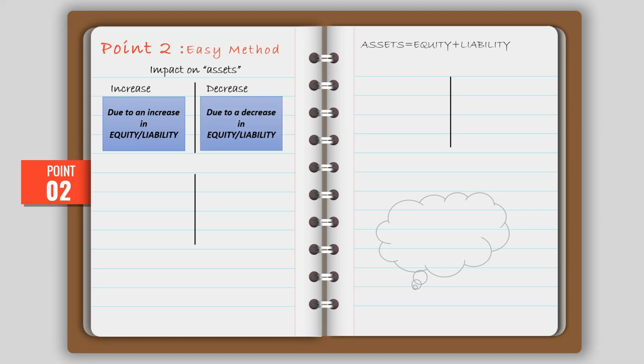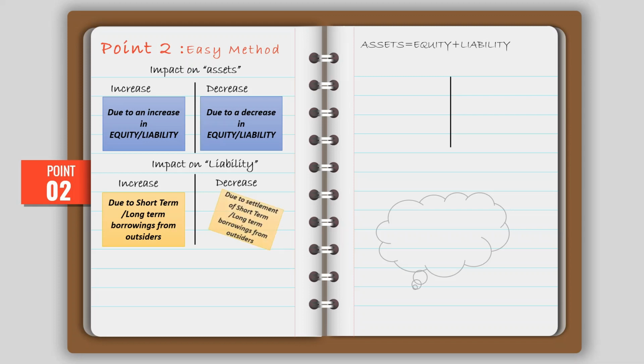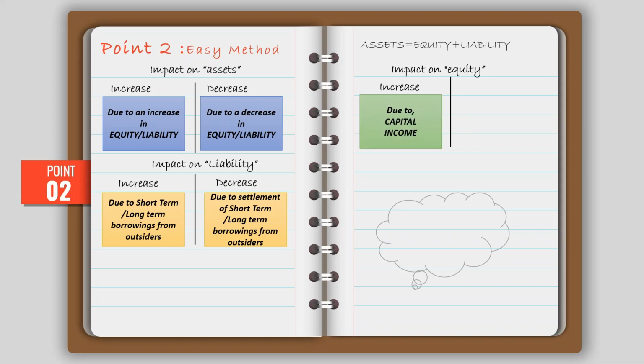Next, we'll learn the impact on liability. Liability can increase due to short-term or long-term borrowings from outsiders. Similarly, liability will decrease due to settlement of short-term or long-term borrowings from outsiders. Finally, now we learn the impact on equity. Equity can increase due to introduction of capital and increase in income. And equity will decrease due to owner's drawings and expenses.